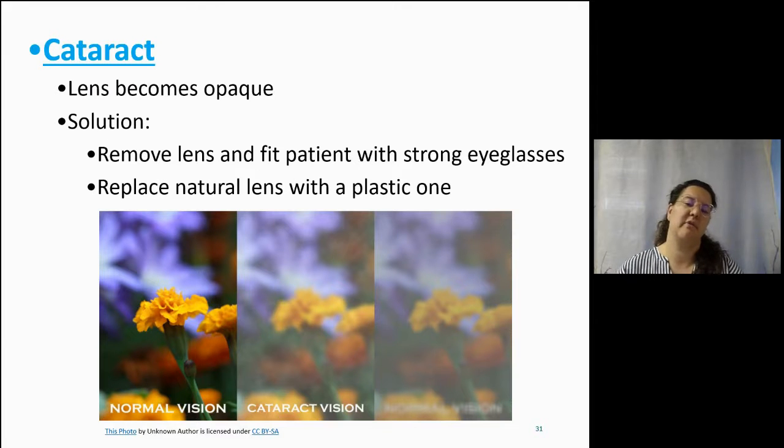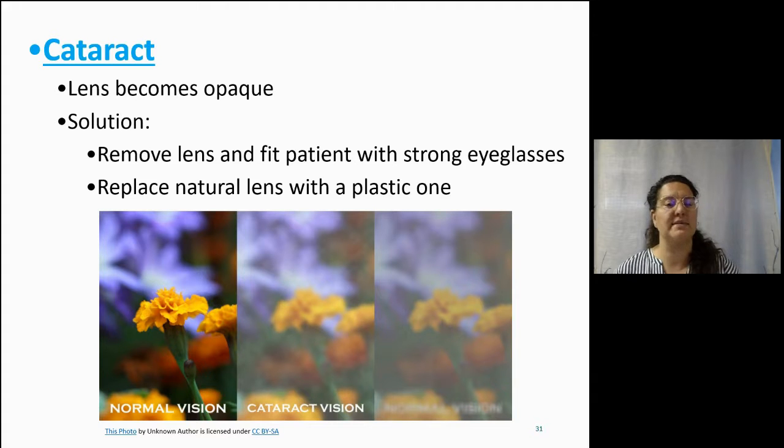So here's an image of what people might see if they're slowly developing a cataract. So this is again when the lens becomes opaque. It makes it more difficult for light to get through and vision starts to get dimmer. So one of the first things you might notice is a difficulty seeing with detail at night.